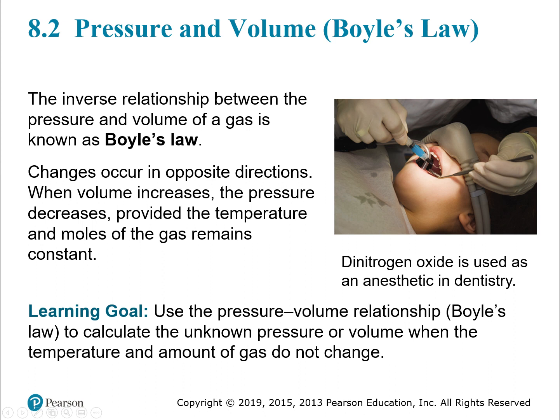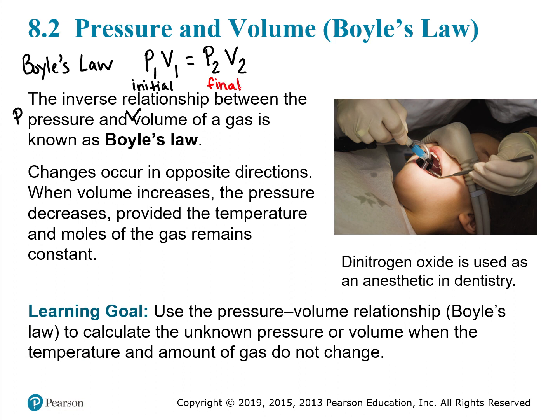Now we're going to get into the gas laws. The first law we'll cover is Boyle's law. His law looks at pressure and volume. This is Boyle's law. P1 V1 is equal to P2 V2, where P is the pressure and V is the volume. You have your initial pressure and volume, P1 and V1. Then you have your final pressure and volume, P2 and V2.